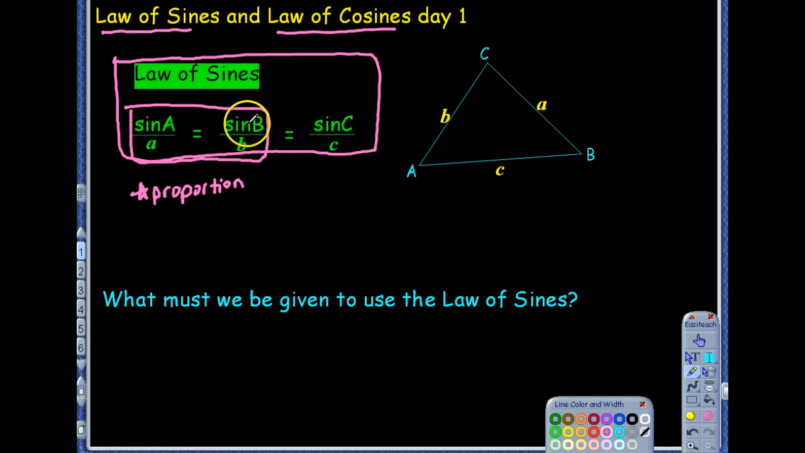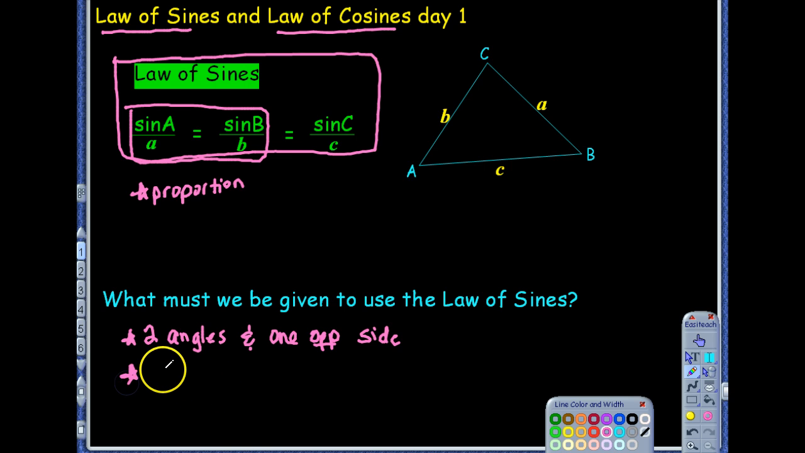So what are some scenarios I could give you? We could have two angles and one of their opposite sides. And it has to be the opposite side, because if I gave you side c, that wouldn't help, since you would still have two unknowns. Or I could give you two sides and one opposite angle.